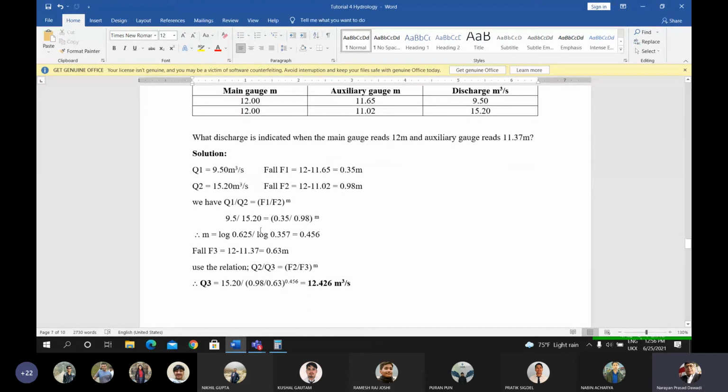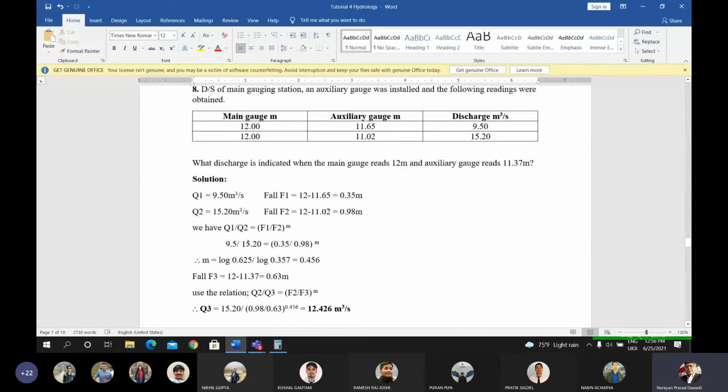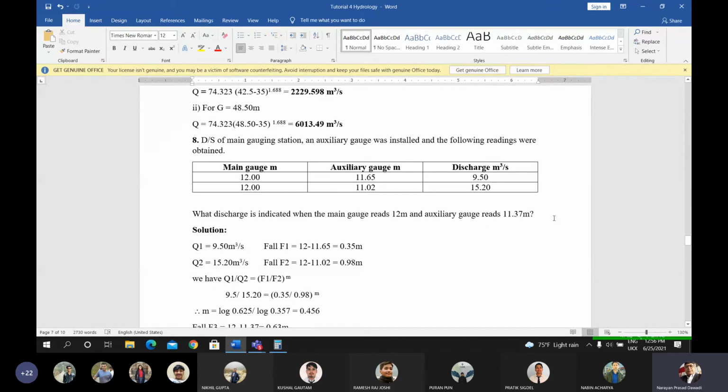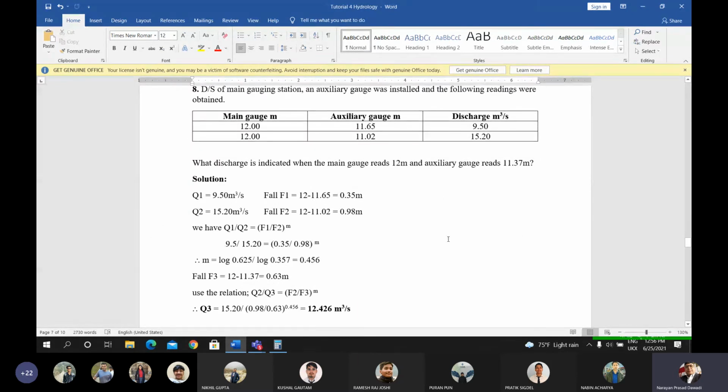So this formula is used here, and the value of m, the constant, can be calculated. Generally, the value of constant m is considered as 0.50. In this question, we have to first find the value of m. The value of m is calculated as 0.456. Now, for finding the discharge corresponding to 11.37 meter, you have to calculate Q2 by Q3 is equal to F2 by F3 power m. That equation can be used.